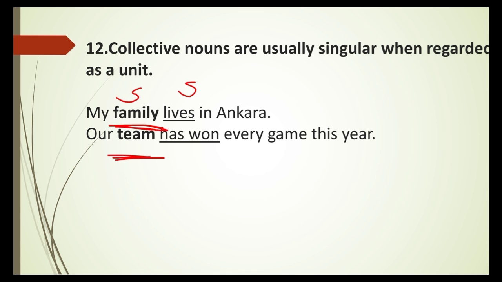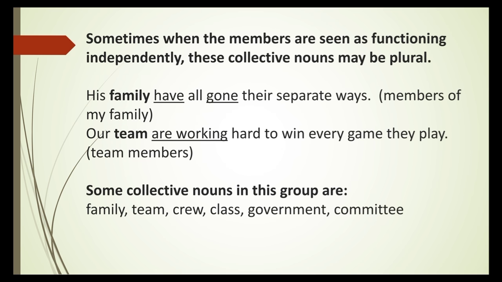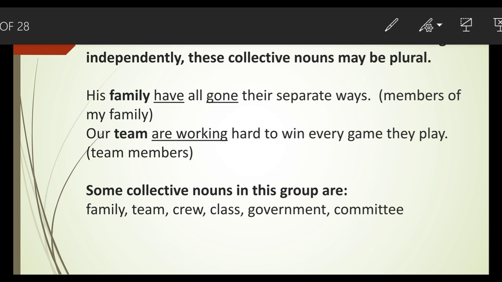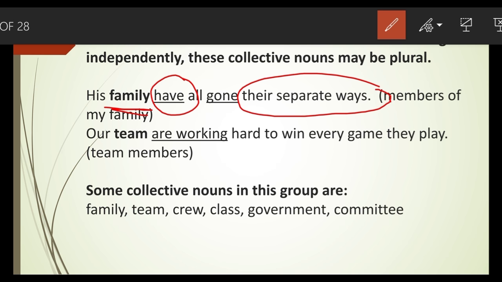So I will repeat, in every rule there is an exemption. So sometimes when the members are seen as functioning independently, these collective nouns may be plural. His family have all gone their separate ways. Bakit gumamit tayo ng have dito? Family, sabi ni teacher, yung family ay singular? Kasi nga, let's take a look on the action that they did. Have all gone their separate ways. Yan. So, naghiwa-hiwalay na sila.